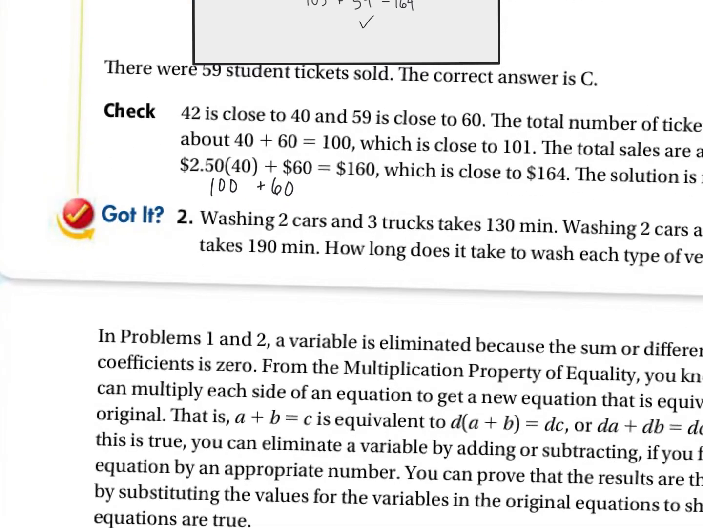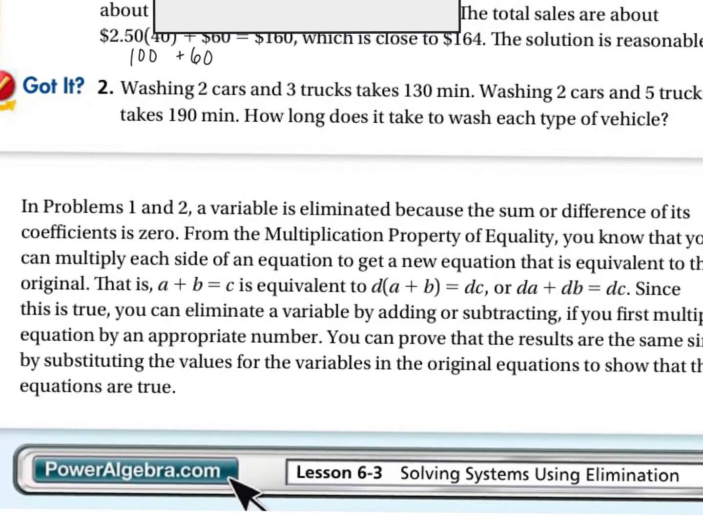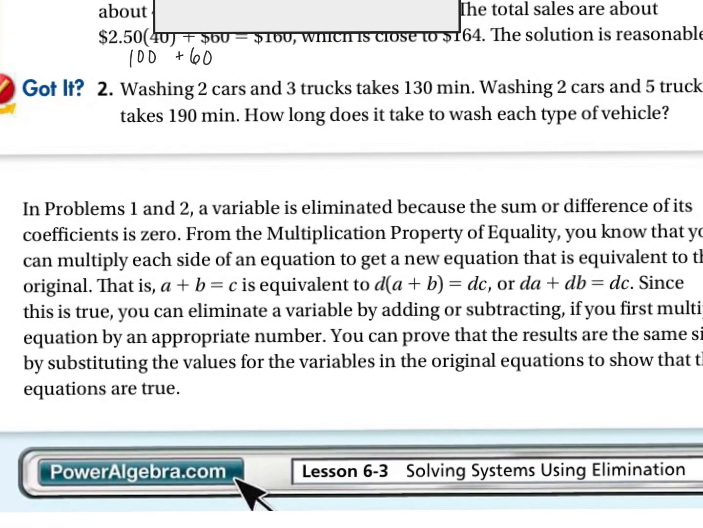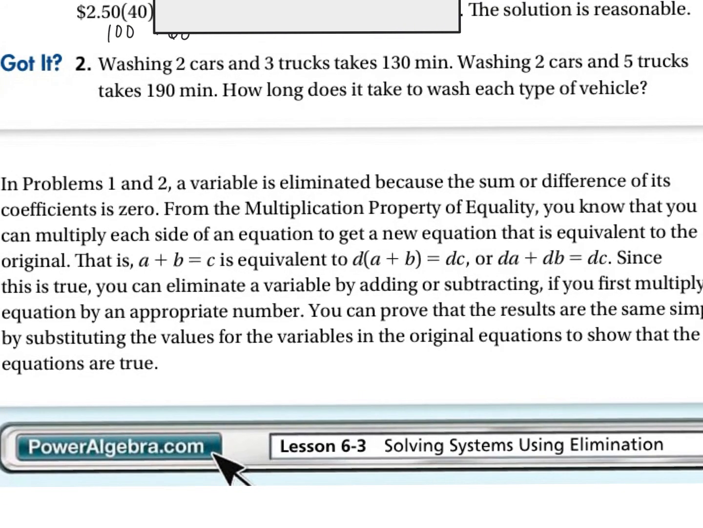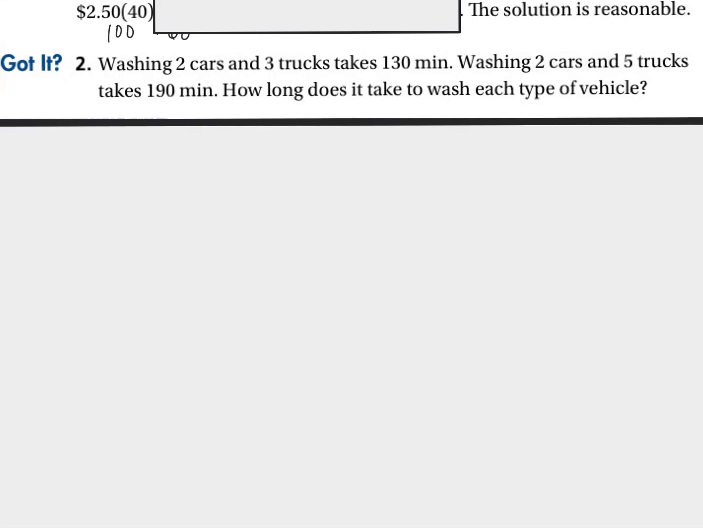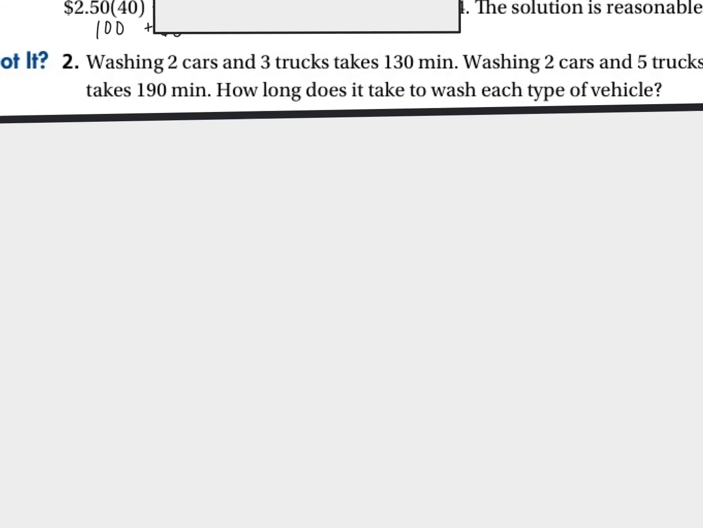So let's look at the Got It 2. Washing 2 cars and 3 trucks takes 130 minutes. Washing 2 cars and 5 trucks takes 190 minutes. How long does it take to wash each type of vehicle? All right, so there are different ways we could do this. Since we're talking about systems of equations, we're going to go ahead and do it that way.